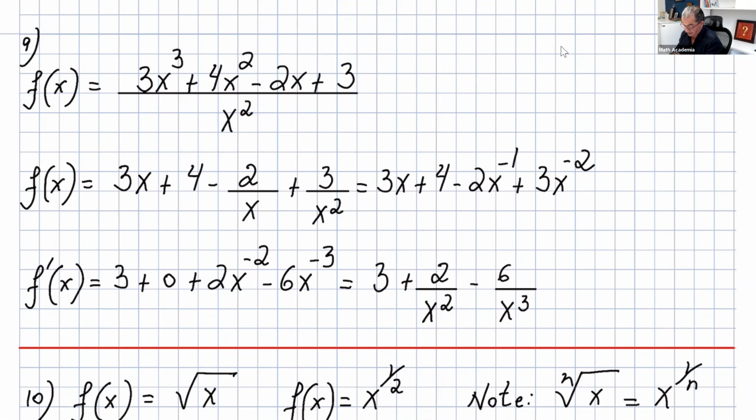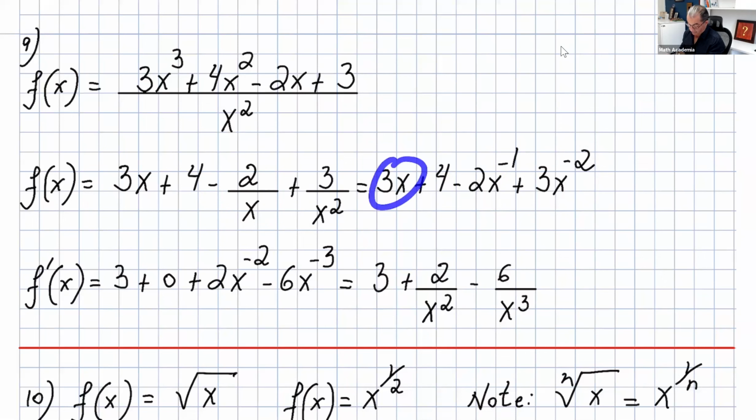So separate them. Still not done. 3x is okay. 4 is okay. Negative 2 over x can be written as negative 2x to the power of negative 1. And 3 over x squared can be written as 3 times x to the power of negative 2. Now this is ready for the power rule.